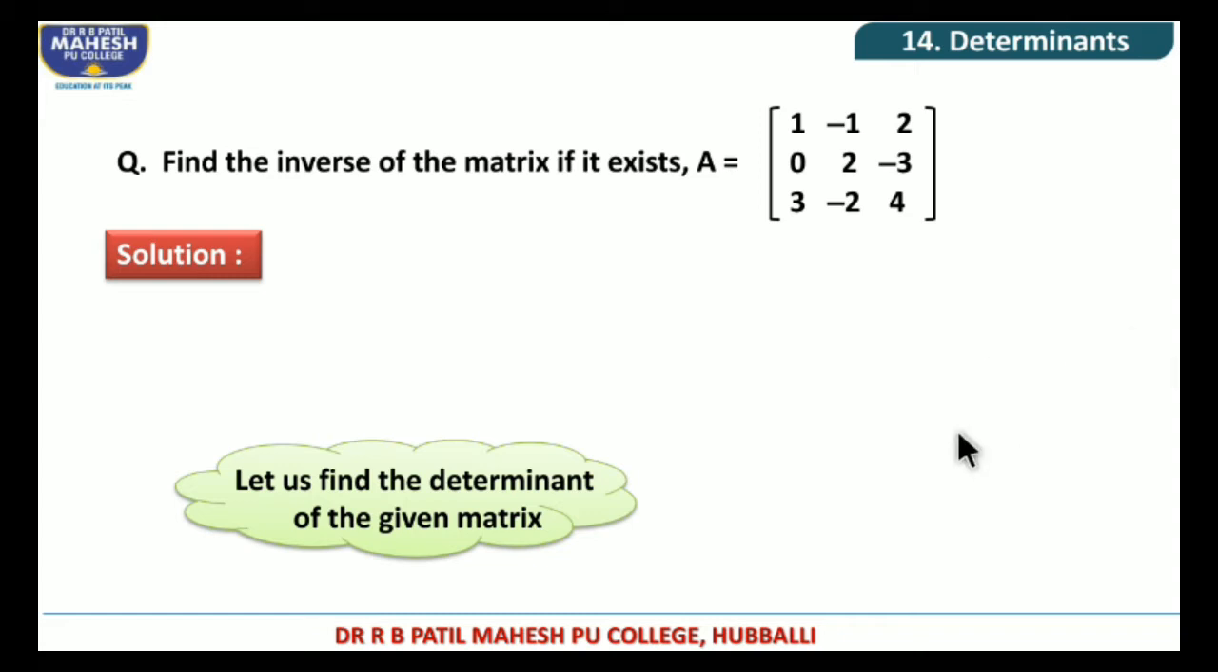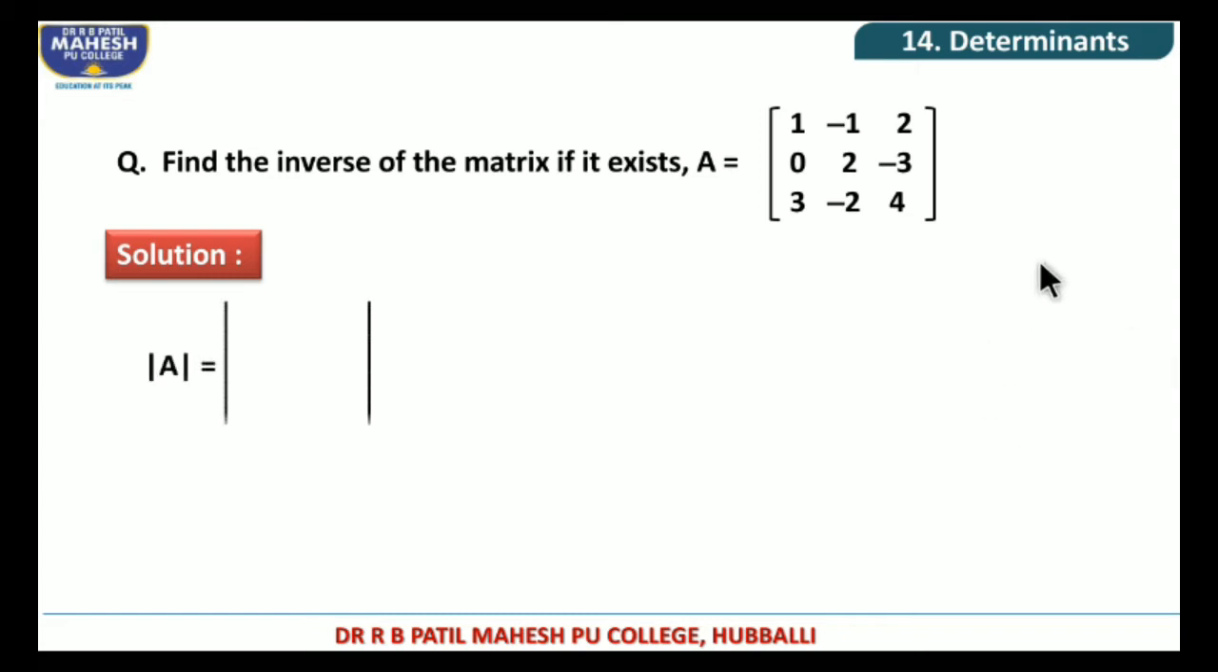Therefore, determinant of A is equal to the determinant of this given matrix. We can expand this along the first row. The signs are plus, minus, plus. For the first element we have the sign plus. So 1 into (2 into 4 is 8, minus 2 into minus 3 is plus 6). Therefore it is minus of plus 6, which becomes minus 6.